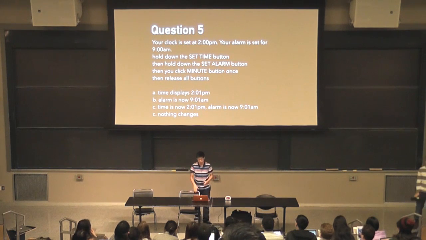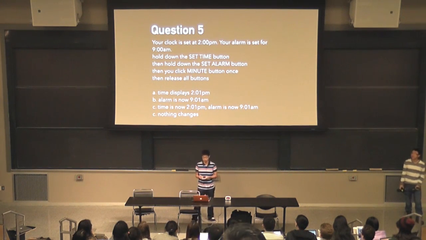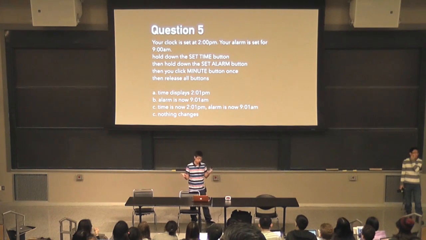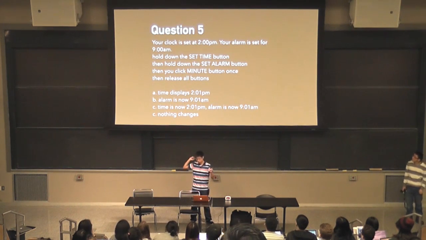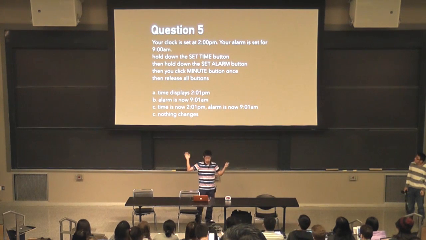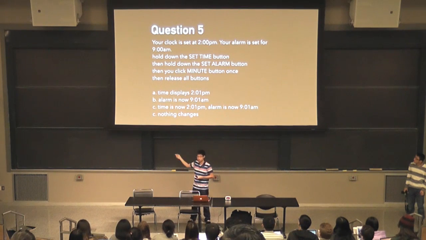Your clock is set to 2 p.m. Your alarm is set for 9 a.m. You hold down the set time button, then you hold down the set alarm button, then you click minute once. Now, time is at 2:01. Alarm is at 9:01. Time is now at 2:01. Alarm is, nothing changes. Again, we have the C and the D thing. Yes, I know. Yes, the slide was copied.